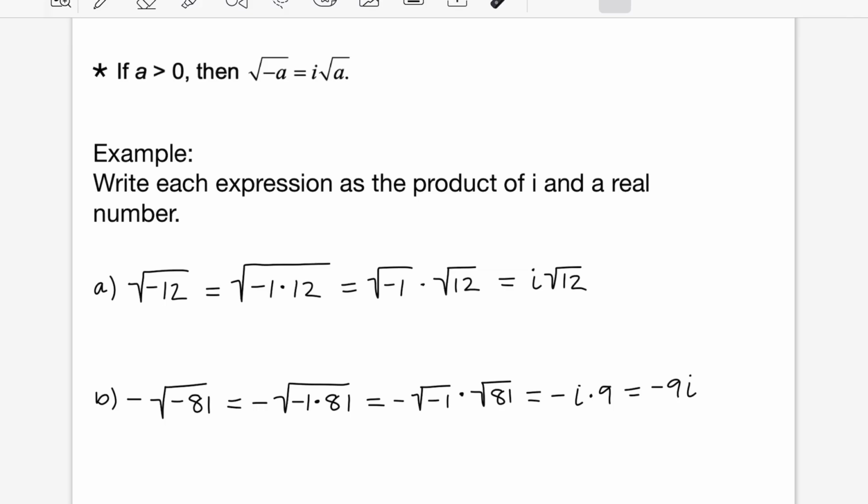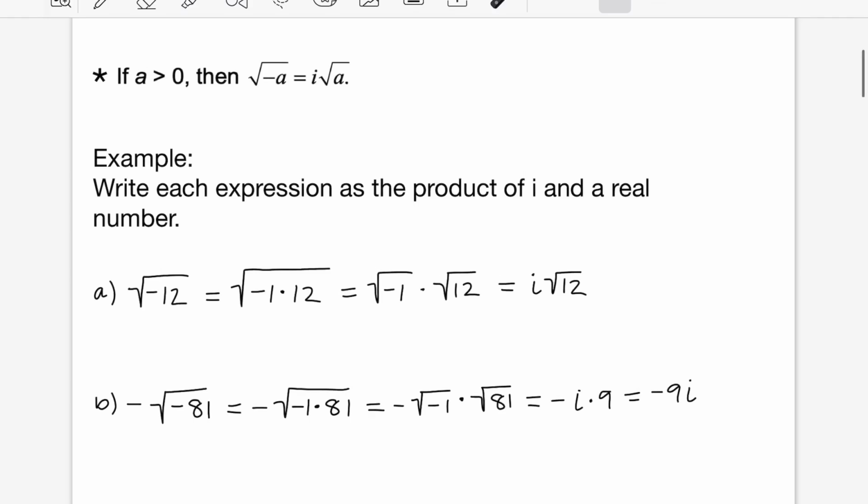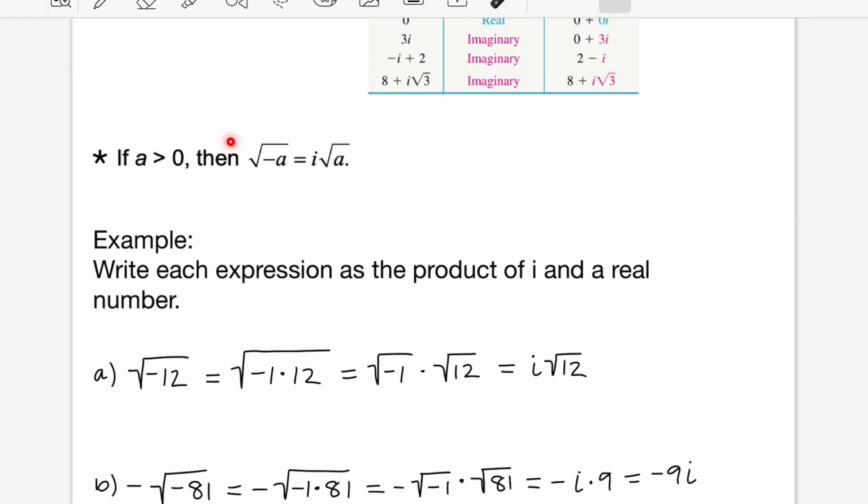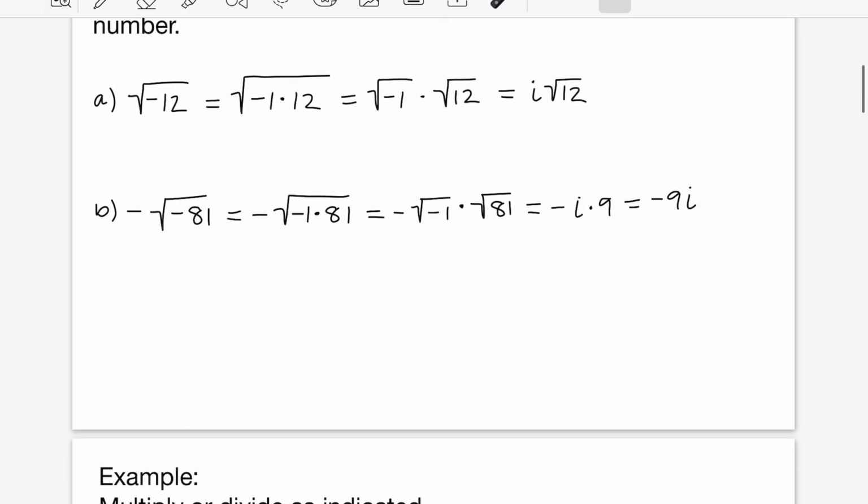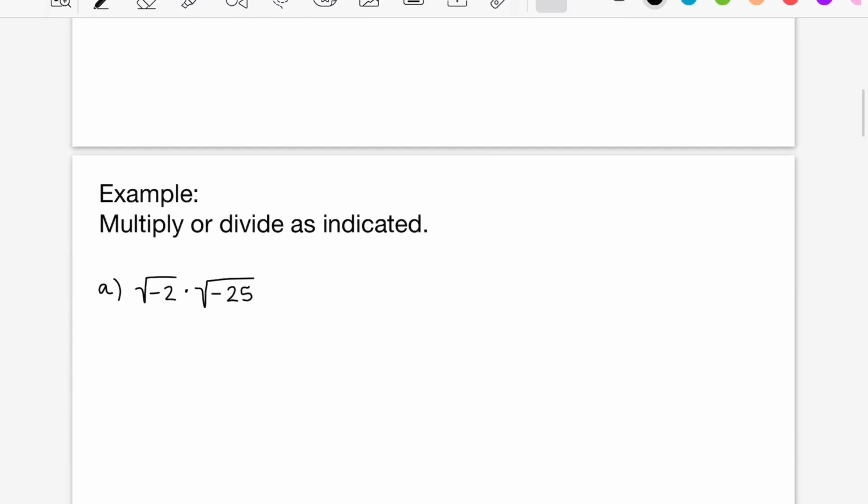All right. Now we can also multiply and divide expressions of this form. So for example, if we want to multiply the square root of -2 times the square root of -25, we can do the same thing. So we would get i times square root of 2 on that side, and this is multiplying i times the square root of 25, which is 5.